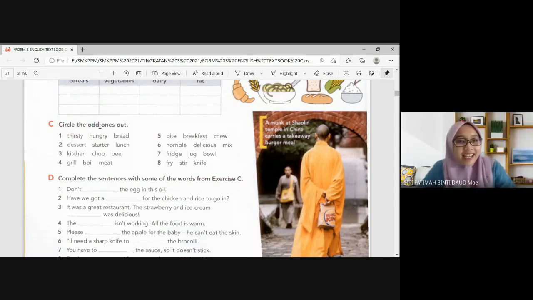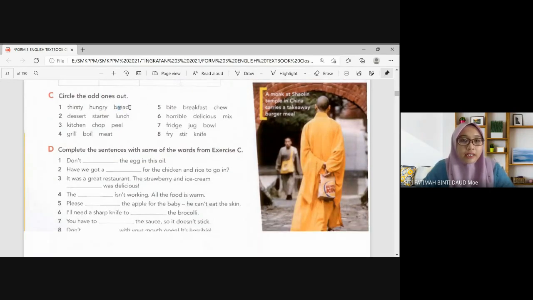Ganjil. So odd means yang ganjil. Okay? Remember that even number is nombor genap, odd number is nombor ganjil. So when they say odd ones out, yang mana yang ganjil, circle it. Ganjil means they don't belong in the same group.